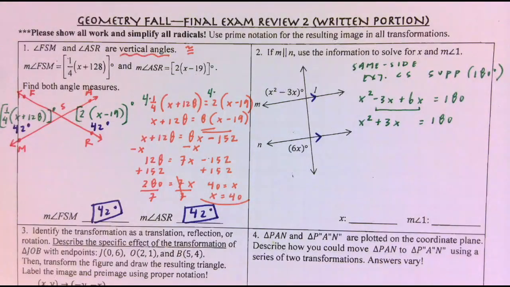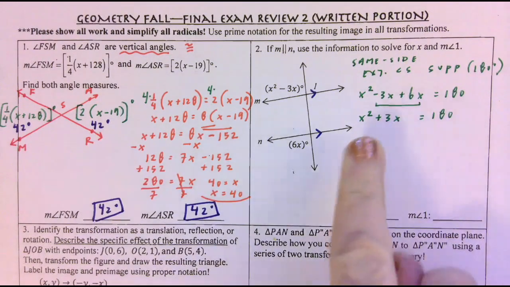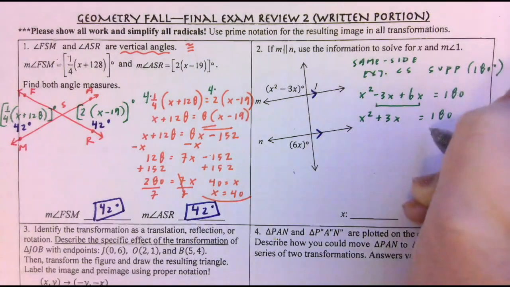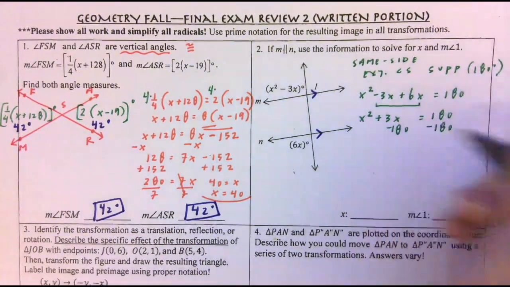Okay, from here I need my equation equal to 0 because I see that it's a quadratic equation. Right, there's my x squared. And I want to factor it, so I need to make sure that I have all of my terms on one side and it's all set equal to 0.